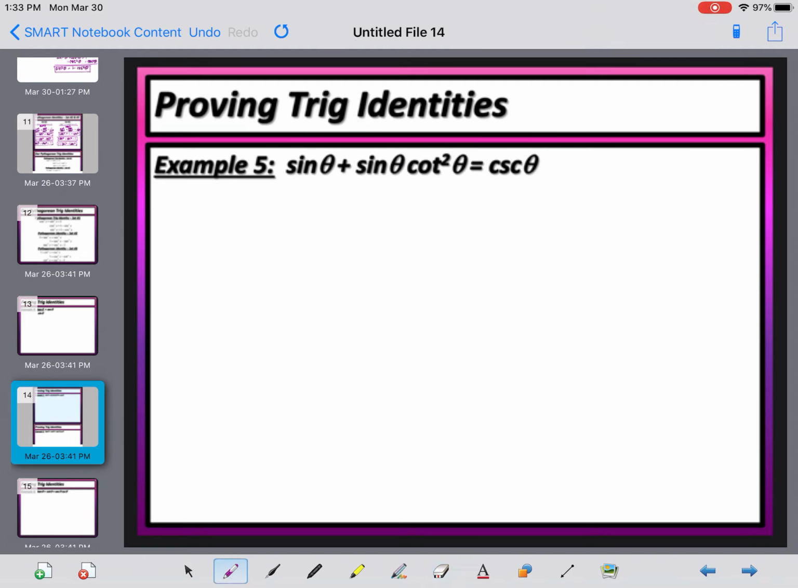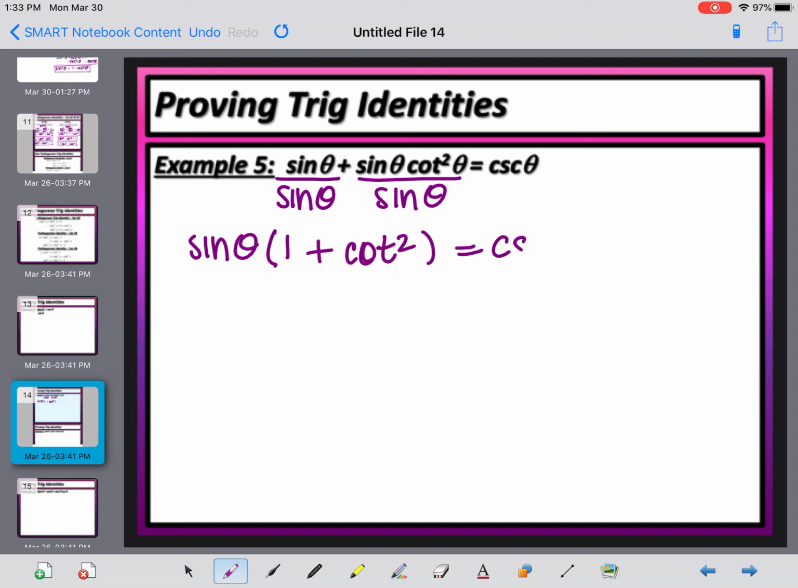Now, sine was not, okay? While you can take your identities and square them or cube them, you can't take the Pythagoreans and just say that sine plus cosine equals 1, okay? The values have to be squared. So what I see over here is that there's a GCF of sine. So I'm going to factor that out. And I'm left with 1 plus cotangent squared on the inside.